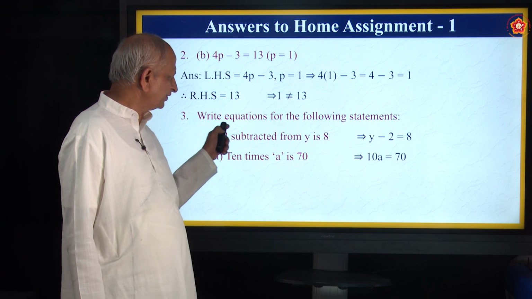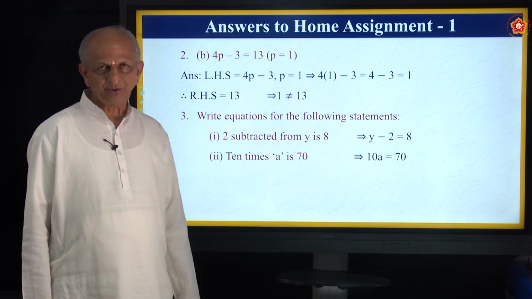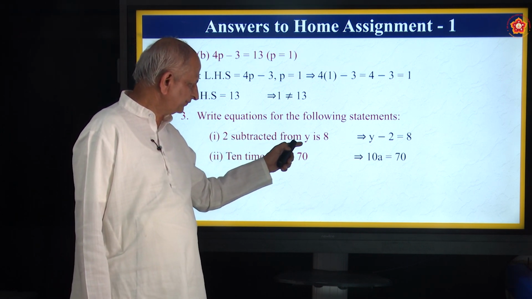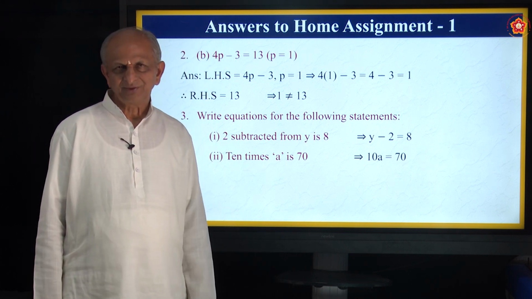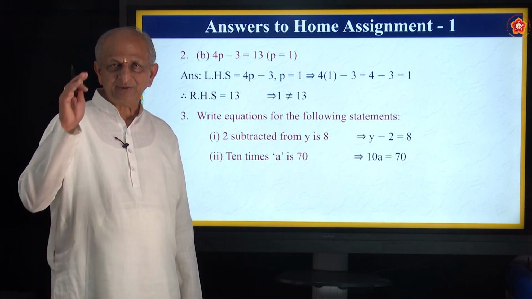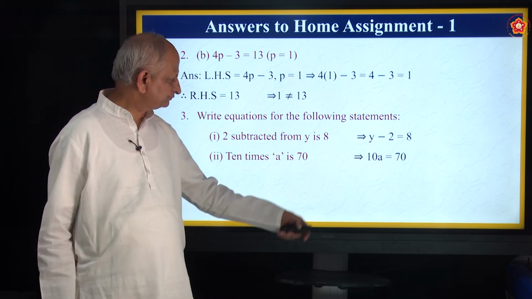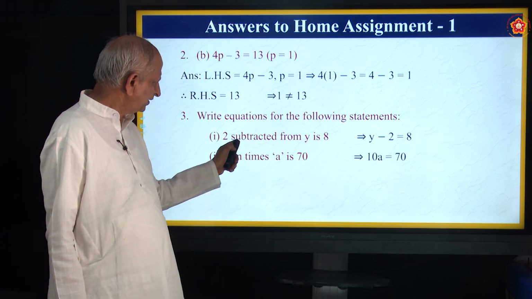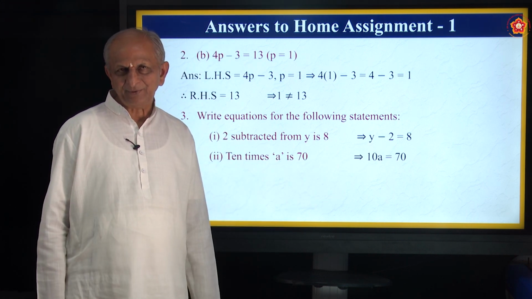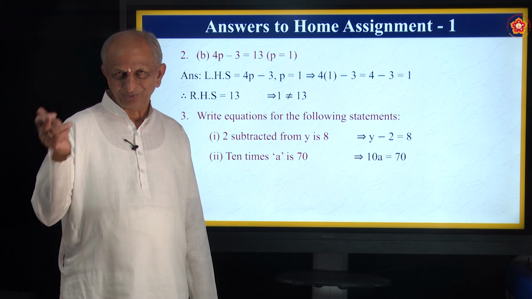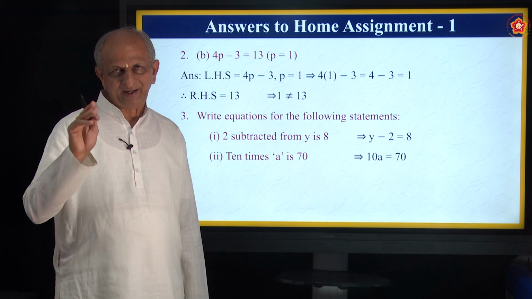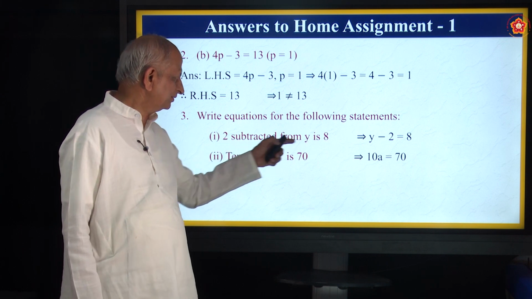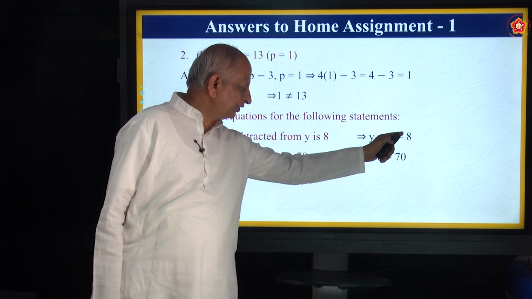Next question, write equations for the following statements. Now, statements are given, you have to write the equation. 2 is subtracted from y is 8. So, you must think of a variable. Shall we call it y? So, y is a variable, minus 2. Why are you writing minus? Subtracted. Suppose you are given added, what you must do? Plus. Suppose you say divided, you must write divided, correct. So, here it is subtracted. So, y minus 2 is equal to 8.